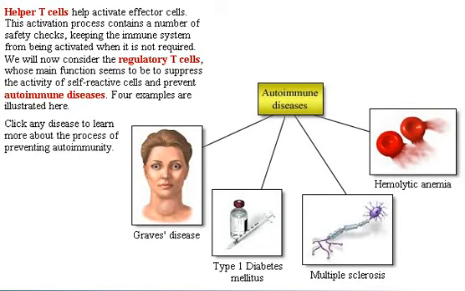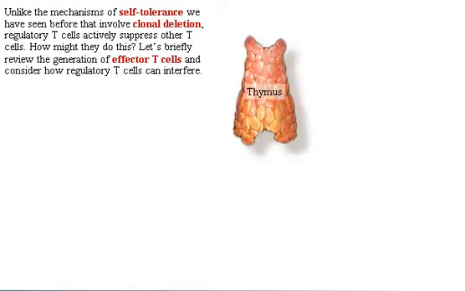Click any disease to learn more about preventing autoimmunity. Unlike the mechanisms of self-tolerance we have seen before that involve clonal deletion, regulatory T cells actively suppress other T cells. How might they do this? Let's briefly review the generation of effector T cells and consider how regulatory T cells can interfere. Click the thymus.